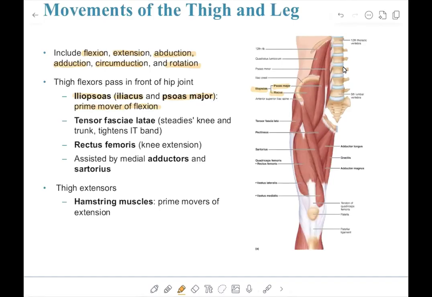The tensor fascia lata is going to steady the knee and trunk and tighten the IT band, which is the iliotibial band. The rectus femoris is responsible for knee flexion, and they're assisted by medial adductors and the sartorius. The thigh extensors are all prime movers of extension. So let's look a little more closely at these.